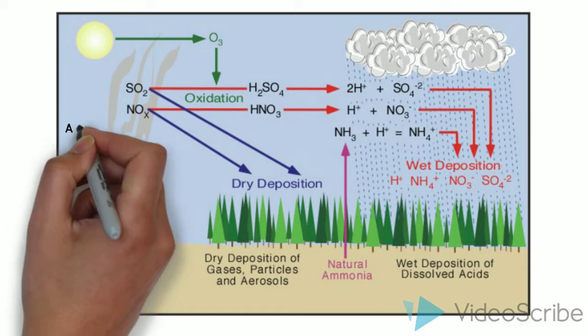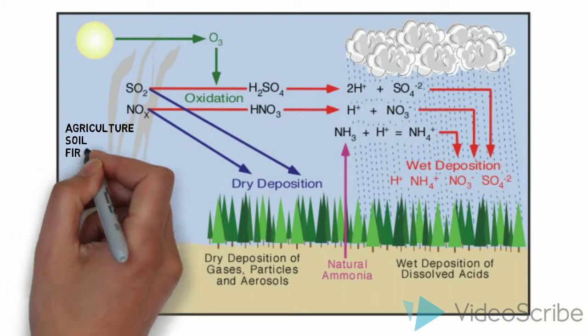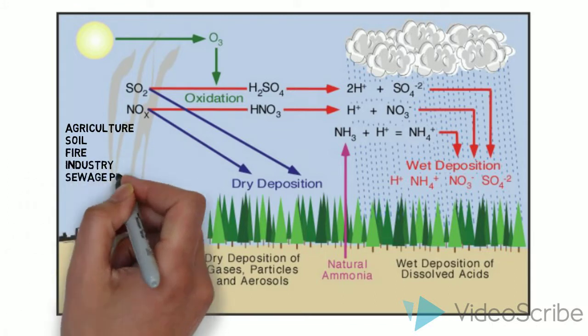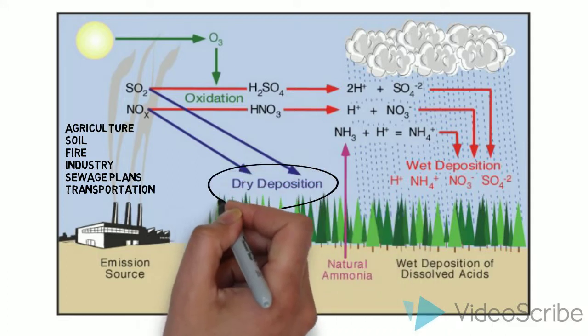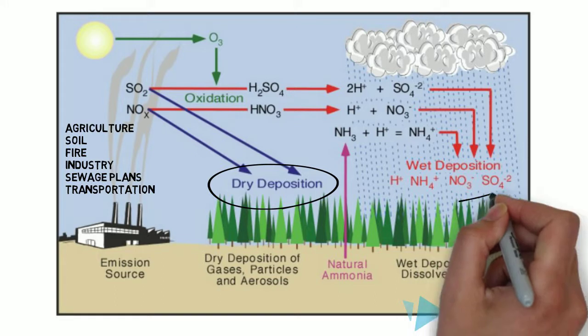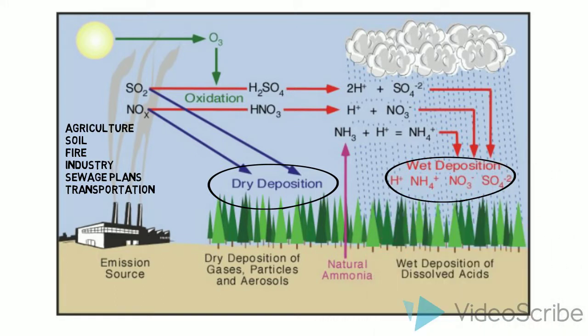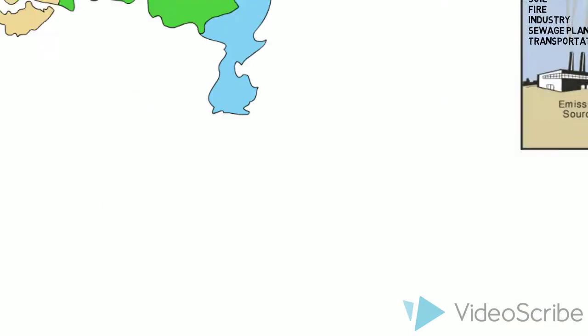The sources of the nitrogen are emissions from agriculture, soil, fire, industry, sewage plants, and transportation. Two types of nitrogen deposition exist: dry and wet deposition. Wet deposition, predominantly rain and snow, carries reactive nitrogen. Dry deposition involves complex interactions between nitrogen compounds in the air and binding surfaces like dust, sand, or plants.